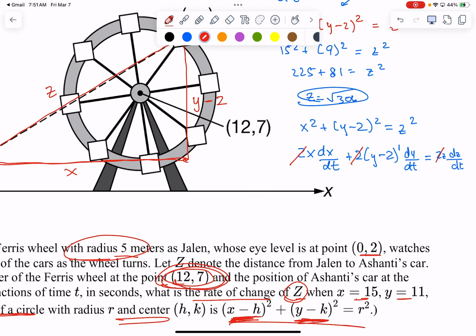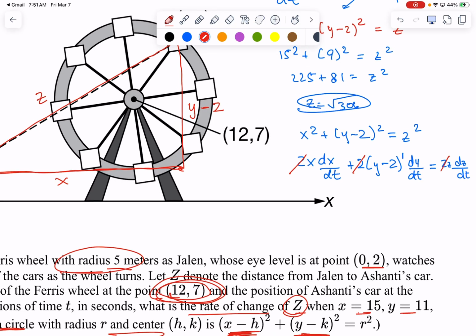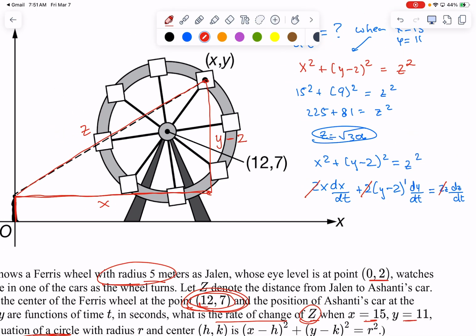Okay? We know what x is. What's x? Yeah, x is 15, so we're going to have 15. Do we know dx/dt? Yeah, 1 plus, do we know what y is? 11, so that'll be 9 dy/dt. We don't know dy/dt. We'll have to go back and find that. Equals z. Do we know z? Square root of 306, and then dz/dt is what we're looking for. So the only thing we're missing is dy/dt.